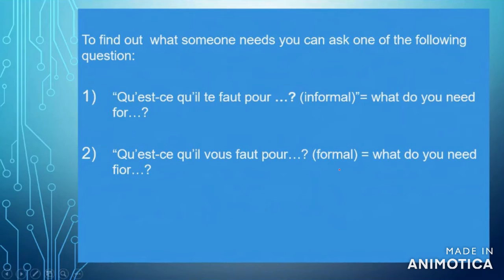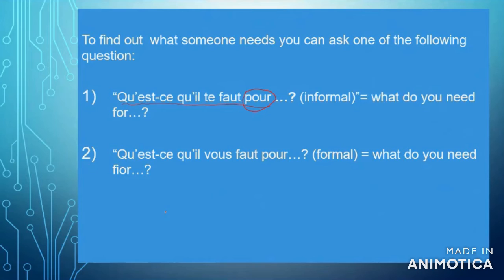To find out what someone needs in French, you will have to ask this question right here. Qu'est-ce qu'il te faut pour? I added pour just because in my grade 7 class, we were talking about school subjects and school supplies, right? For example, it was qu'est-ce qu'il te faut pour l'anglais? What do you need for English, right? And this is an informal way to do it. Don't forget that.